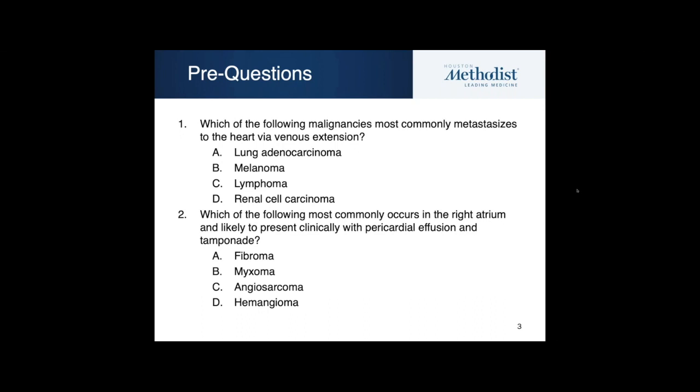Question 2 is one that weds the concept of anatomic localization with typical clinical presentation. A lot of these tumors present heterogeneously, so all these questions are most likely. So which of the following most commonly occurs in the right atrium and is likely to present clinically with pericardial effusion and tamponade? Choices being A, fibroma, B, myxoma, C, angiosarcoma, and D, hemangioma.